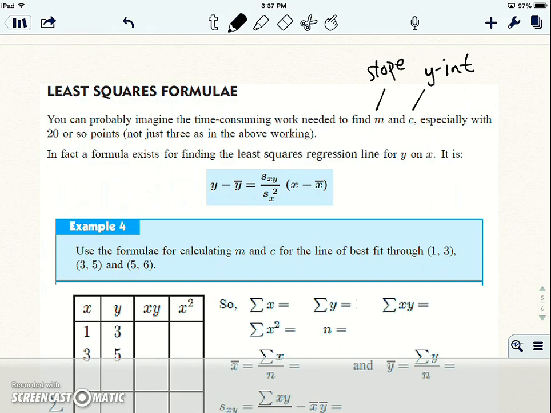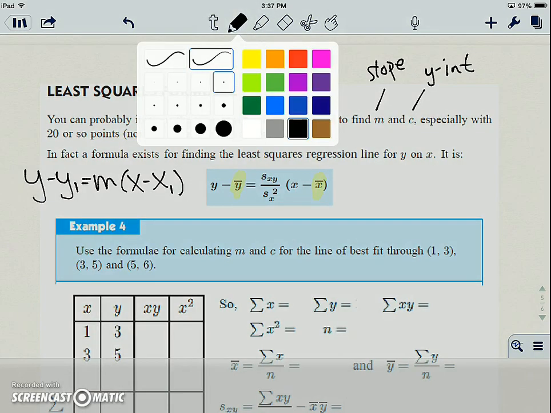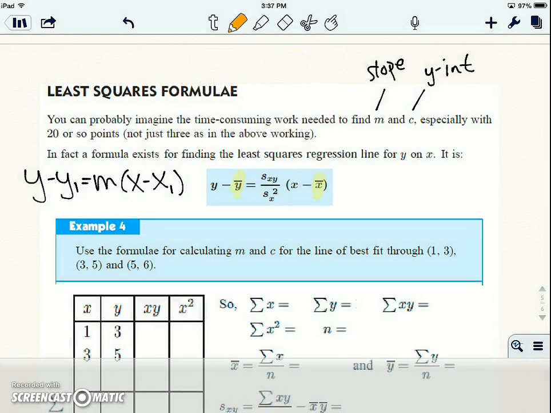Now if you notice this formula, it looks like the one I did before, y minus y1 equals m times x minus x1, at the end of the last video. And it's exactly the same thing, except the one point we know our equation has to go through is the average of the x's and the average of the y's. And then our slope is given by the standard deviation of the x and y's multiplied together divided by the standard deviation of all x values squared. And we'll talk about that in just a minute.